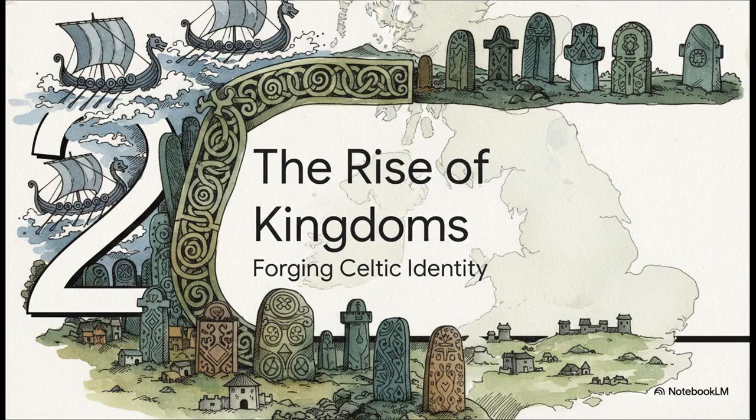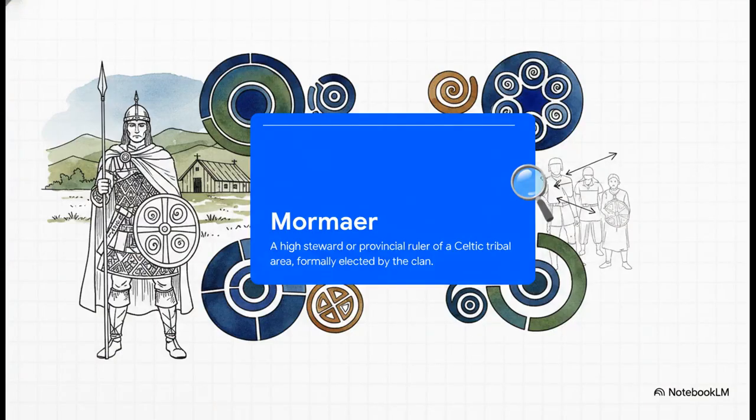We're jumping to the 11th century now, which was a deeply chaotic but incredibly formative era. Let's look at how power actually worked back then, because this deeply shaped the cultural soul of Scotland. The land was divided into tribal areas, each ruled by a mormaer, essentially a high steward. But here's the kicker. This office wasn't just handed down purely by bloodline. It was an elected position.